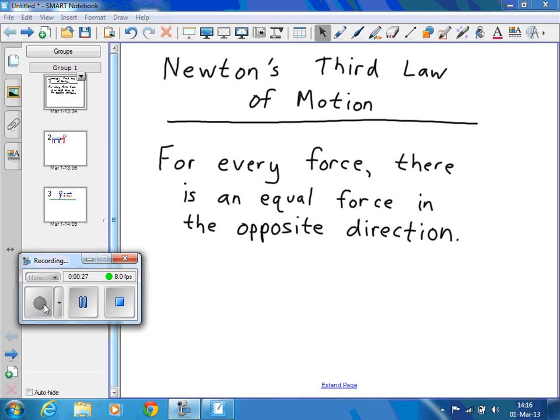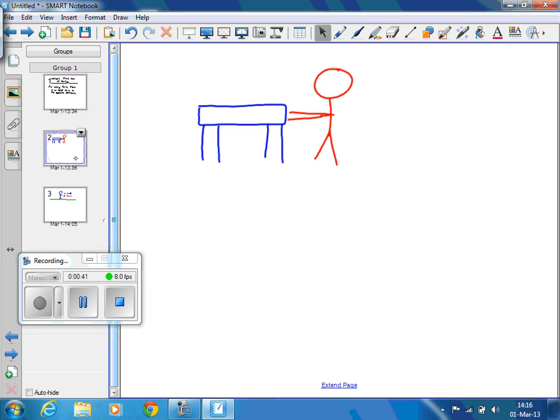Other definitions are usually a little bit vague and maybe even misleading or maybe even false, depending on how they're worded. So this is the definition I want you to know. For every force, there is an equal force in the opposite direction. Now, what does that mean? Let's give it a try.